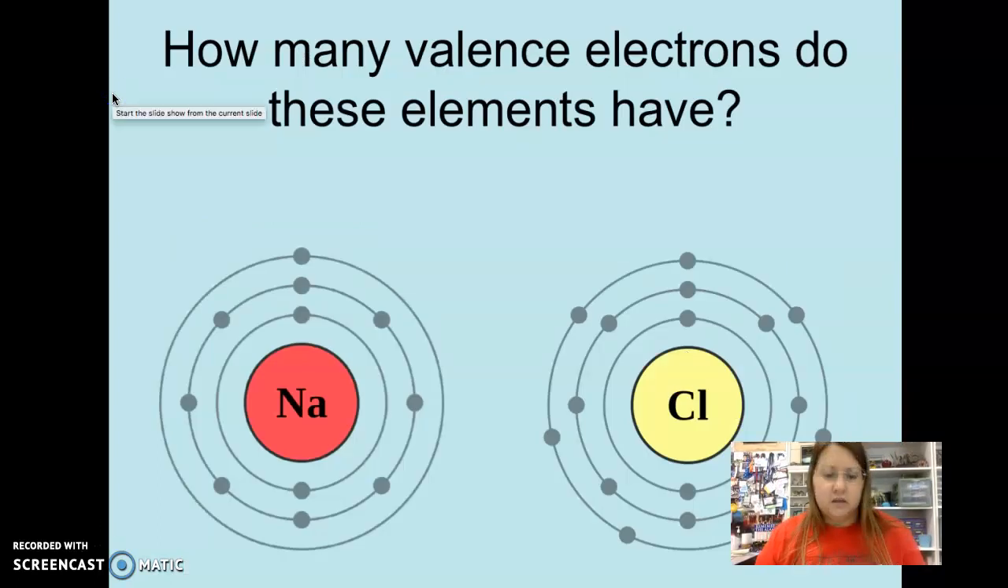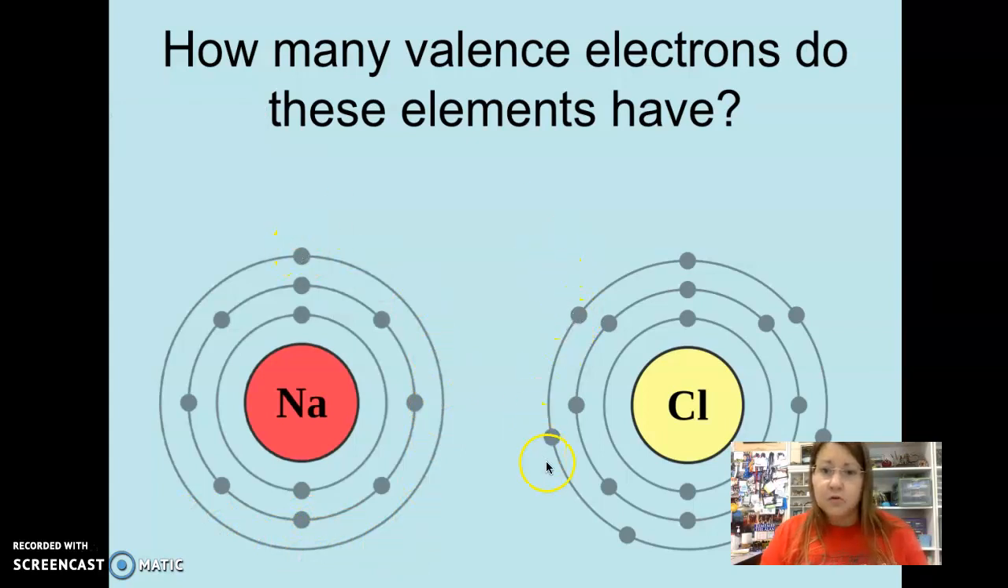So let's look at sodium and chlorine. Sodium is Na, chlorine is Cl. So how many valence electrons do these elements have? Let's look at sodium and count. This is our valence shell. The outermost shell here is going to have the valence electron. So we just have 1.